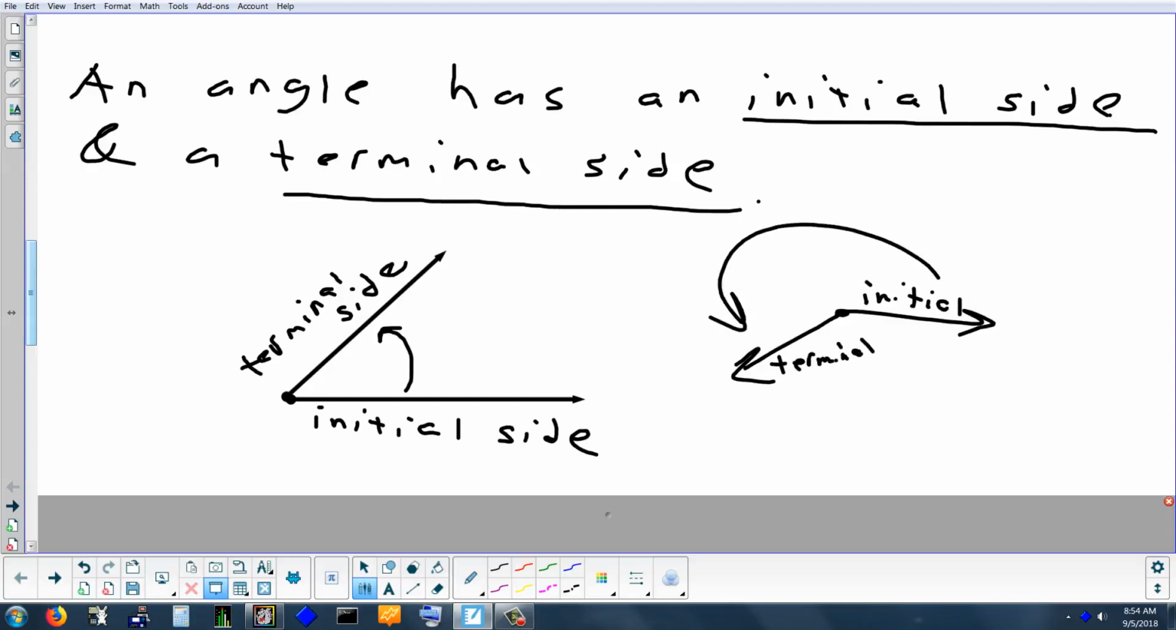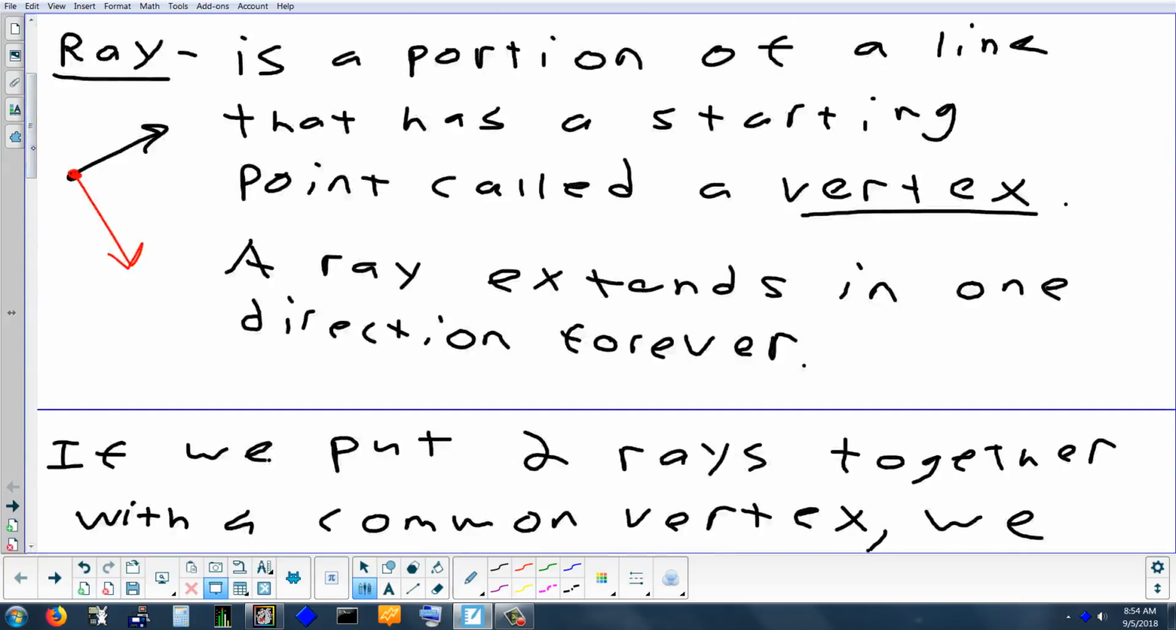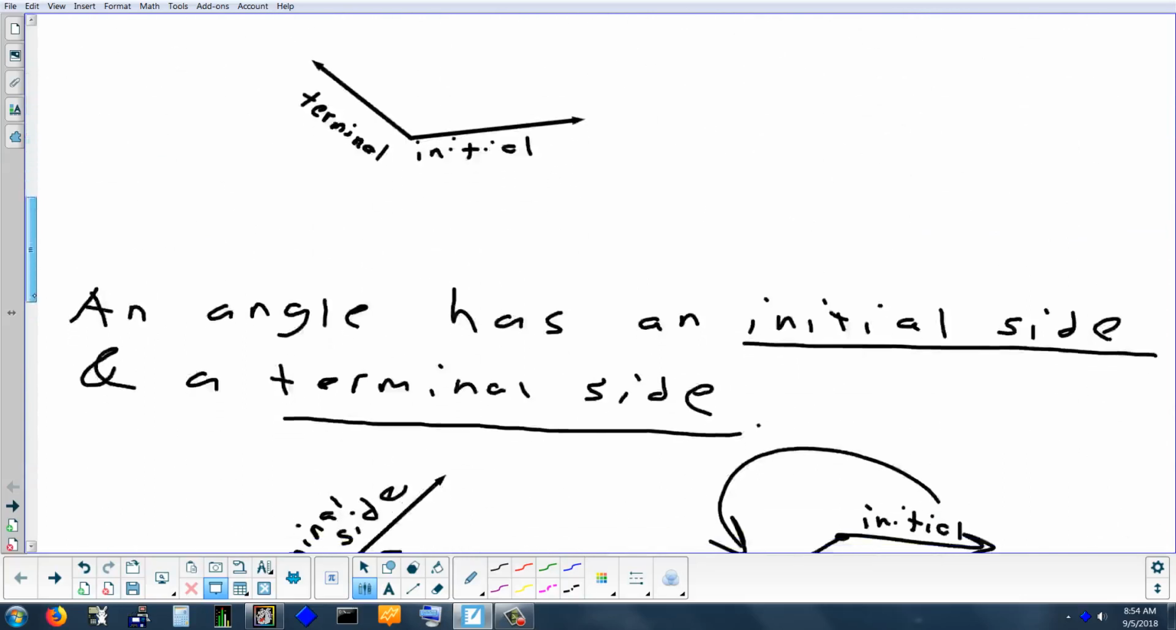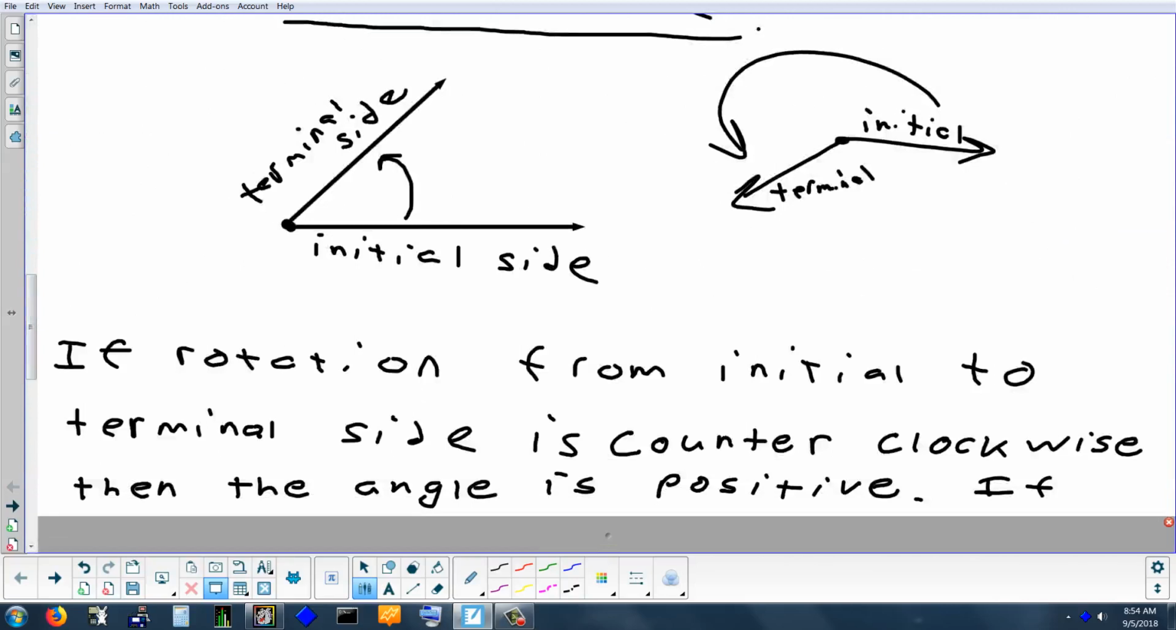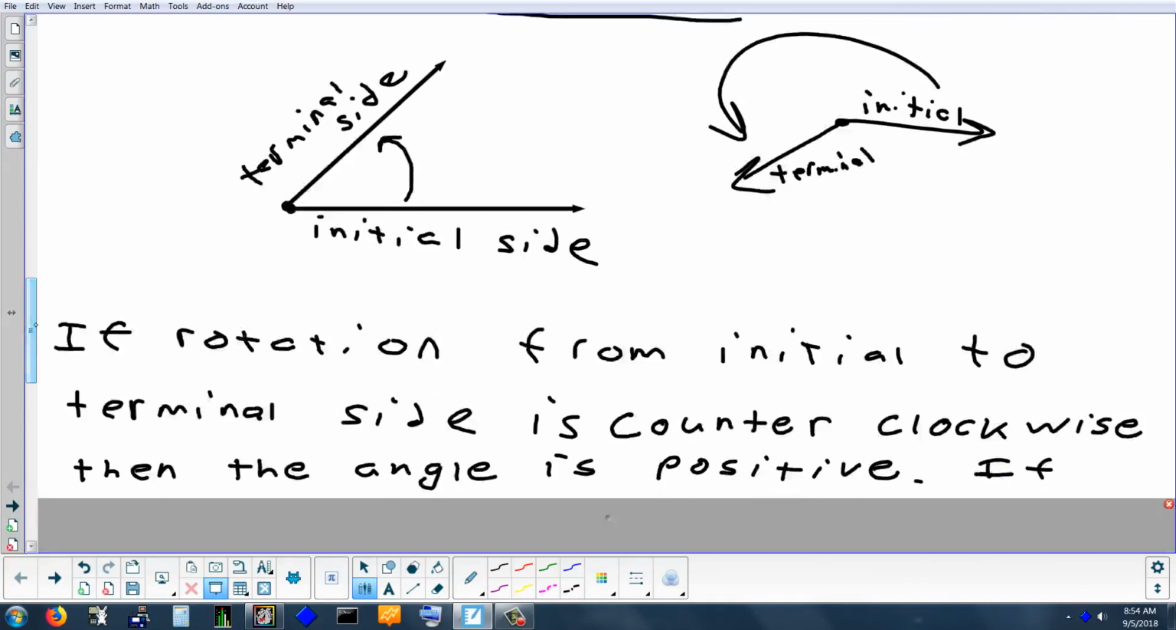Usually the initial side we always put horizontal, so that's going to make it easier to figure it out. When we draw an angle, that's not normally how we do it. We always like one of the sides to be horizontal, and that's the initial. When we start measuring angles, I've been using the word counterclockwise, and I haven't really used clockwise yet, but those are the two directions you can measure an angle in. Depending which way you measure, that's going to control whether you have a positive or a negative angle.